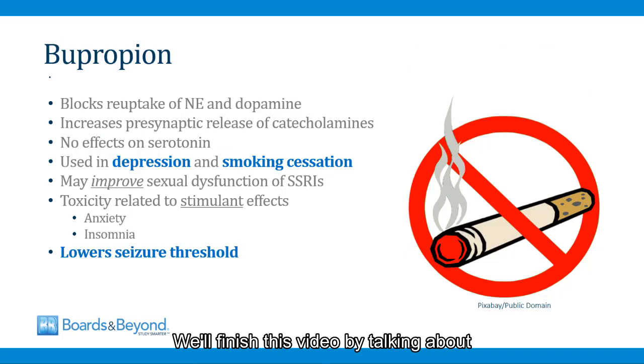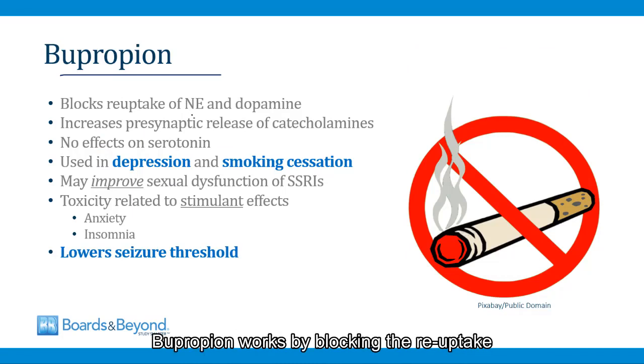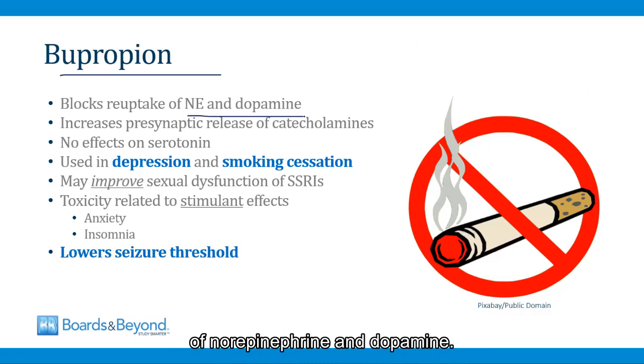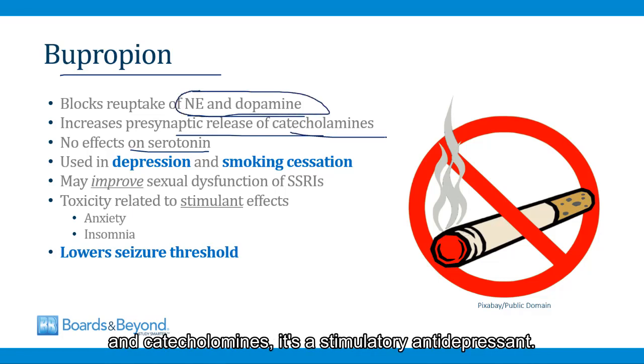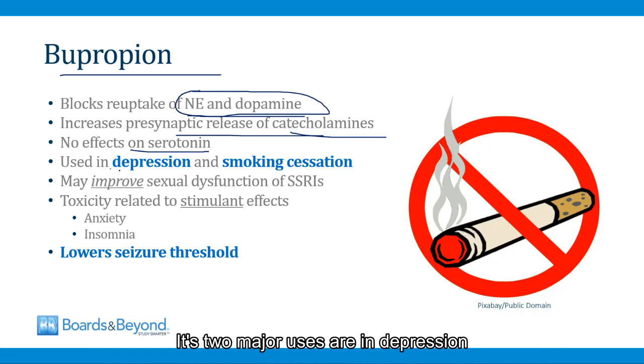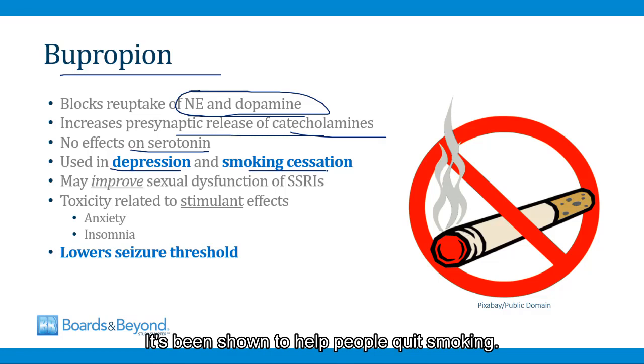We'll finish this video by talking about some of the atypical antidepressants, and the first one we'll discuss is bupropion. Bupropion works by blocking the reuptake of norepinephrine and dopamine. It also increases the presynaptic release of catecholamines. It has no effects on serotonin. Because it boosts levels of norepinephrine and dopamine and catecholamines, it's a stimulatory antidepressant. Its two major uses are in depression and also smoking cessation. It's been shown to help people quit smoking.